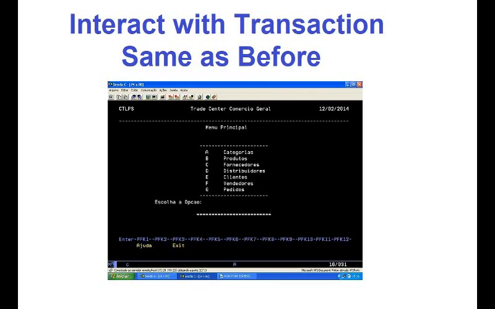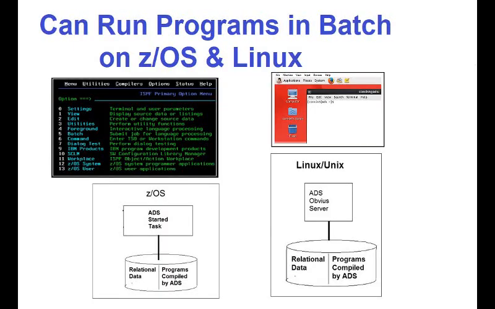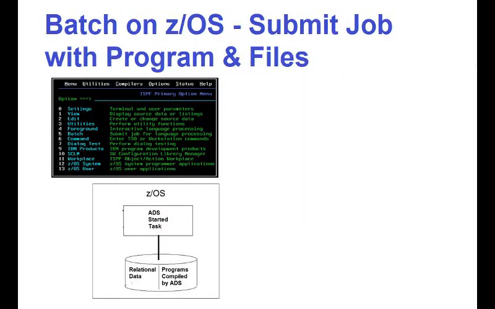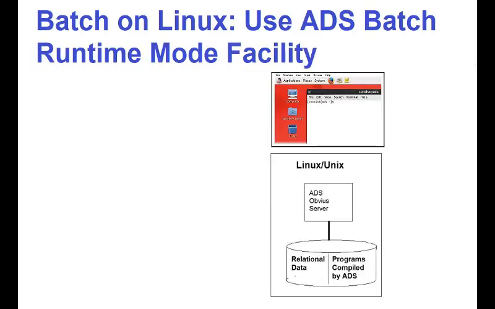You can also run Natural programs in batch mode. On z/OS, this is done by submitting a job with JCL that specifies the program and the relational and flat files that it uses. On Linux/Unix, you can use the ADS runtime mode facility to run batch jobs.